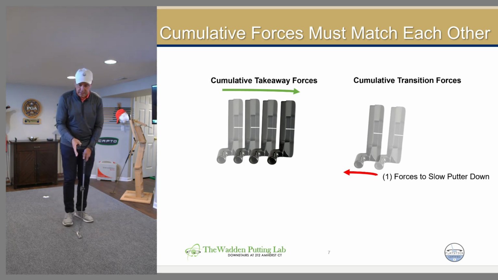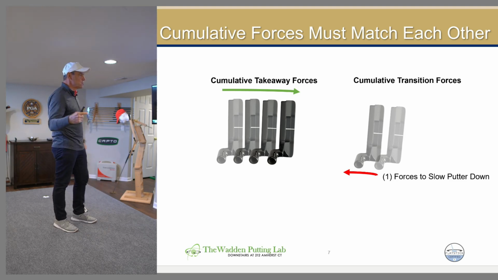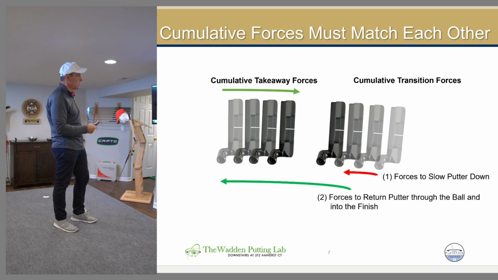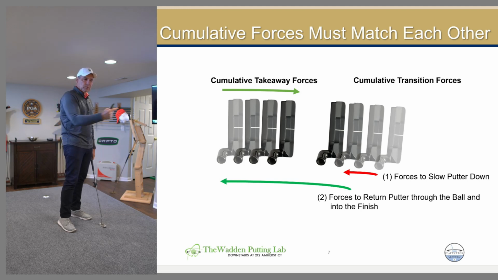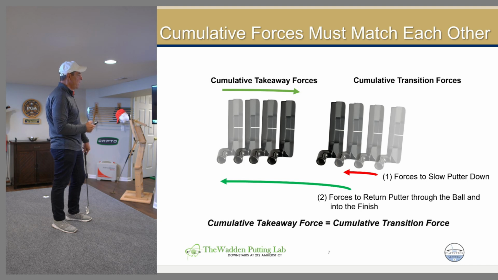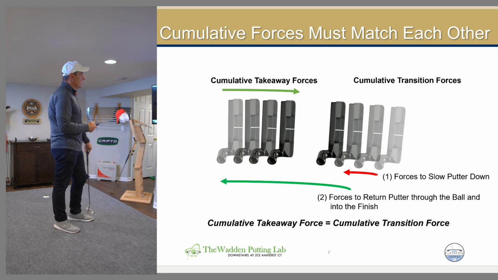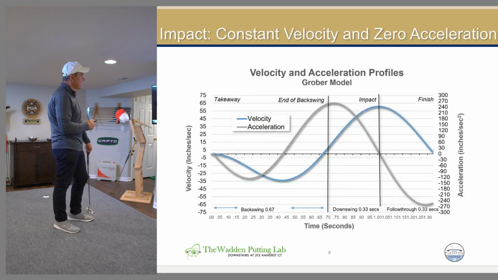So, like I said earlier, the first piece of the transition forces is to slow the putter down before it gets to the end of the backstroke. And then we have to keep the forces going in that direction so that we can return the putter head through the ball, all the way through impact to the end of the putter swing. So when the cumulative takeaway forces equal the cumulative transition forces, that's a requirement that Grober put into this overall equation.